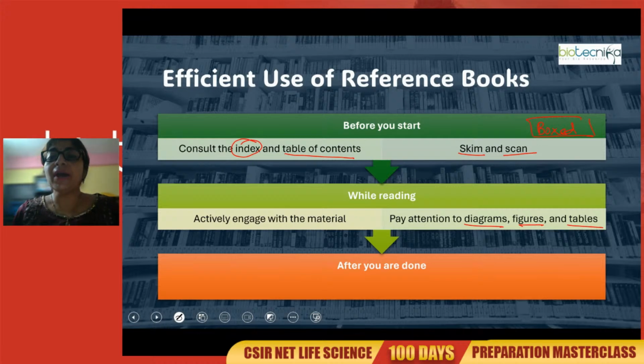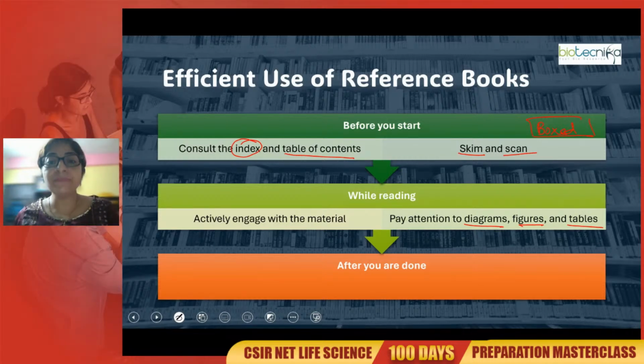Pay attention to diagrams, figures, and tables. These are very, very important. Sometimes in the exam, the exact diagram or exact table is given, they just omit some labeling and you have to label that. Those kinds of questions have come. So do pay attention to diagrams, figures, and tables. They also give you information in a very compiled way, so it is easy to grasp. Always pay attention to these things and also use them for your revision.